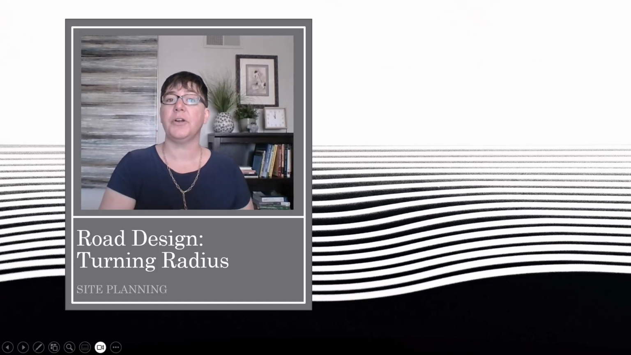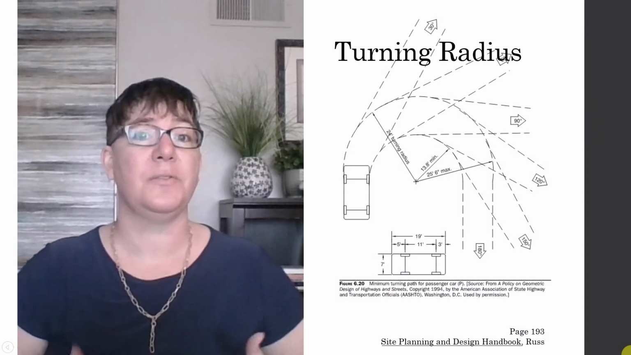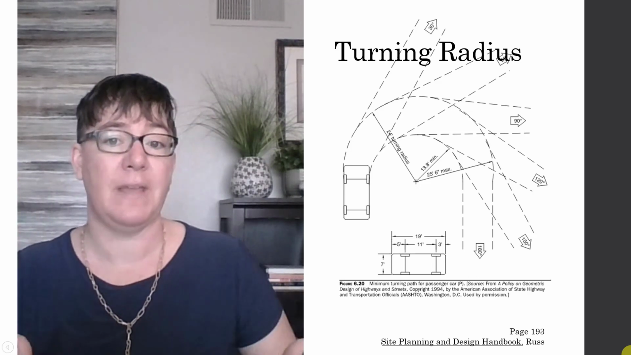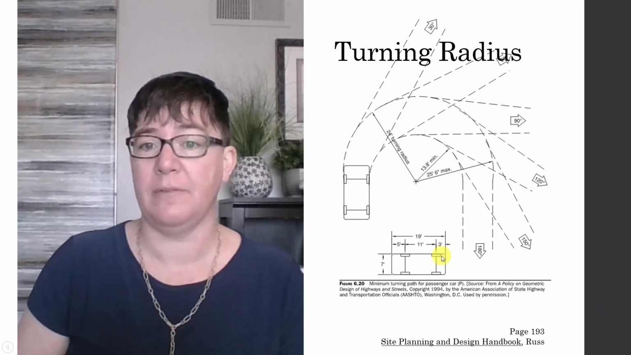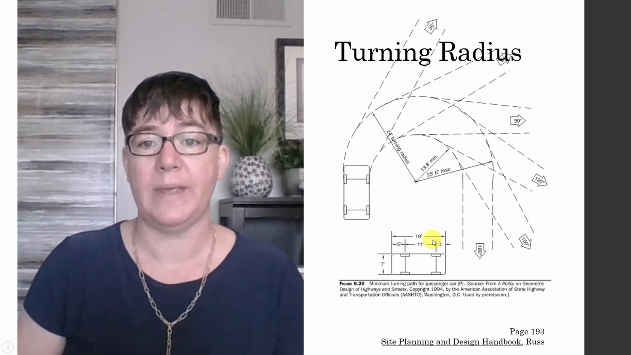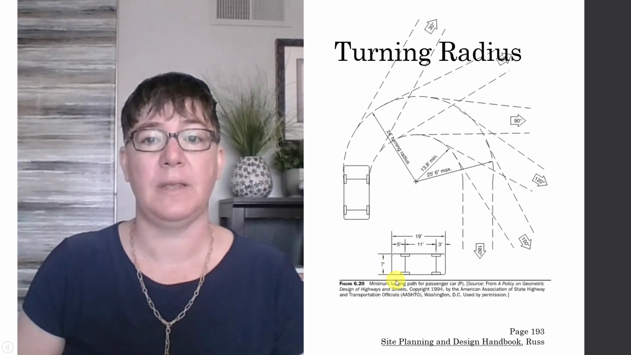Let's take a look at turning radius and what that means for road design. A turning radius is going to be the minimum turning path for any vehicle. And so we have an illustration of one here. This is a fairly small car, a passenger car. All right, and you can see its wheelbase right here and its general dimensions here.